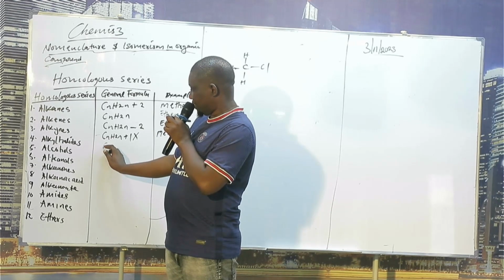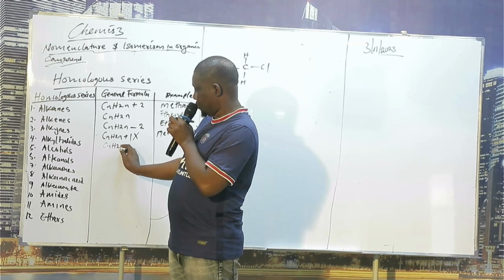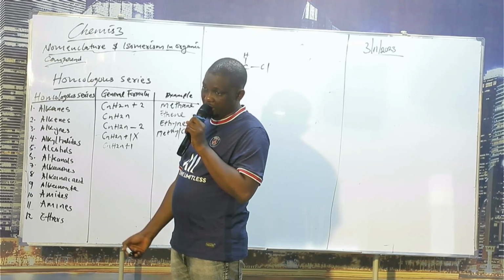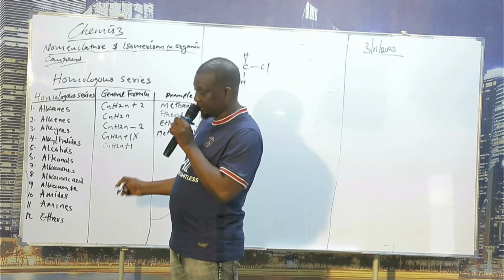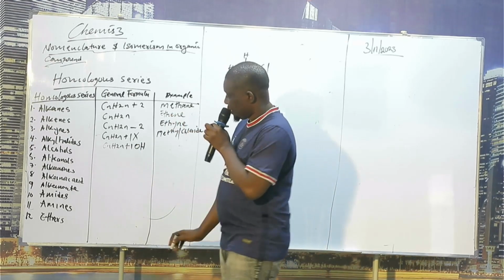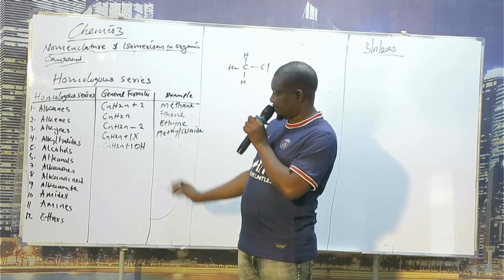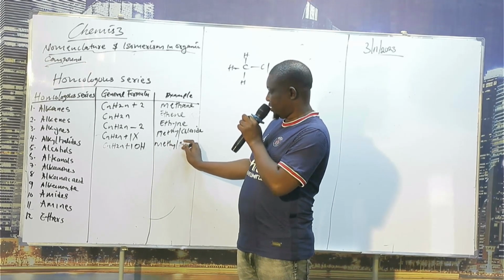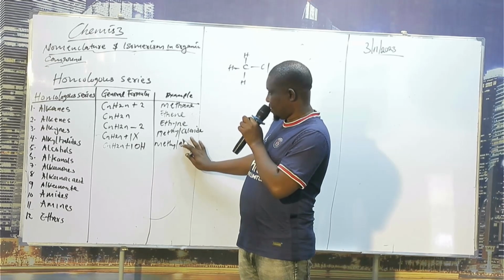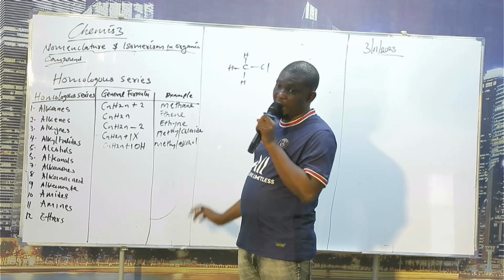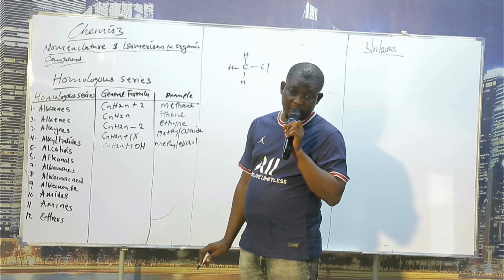The next family is alcohol. They are CnH2n+1 again, and added to that plus 1 is OH. The simplest member is methyl alcohol, which you call methanol. You know about methanol? That is this.